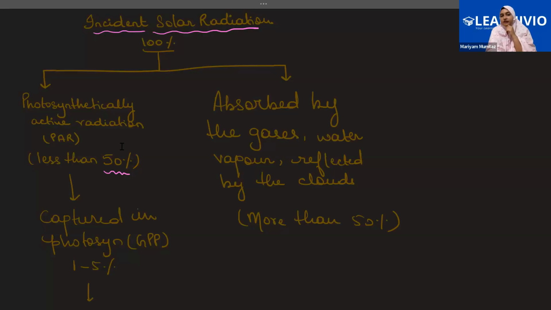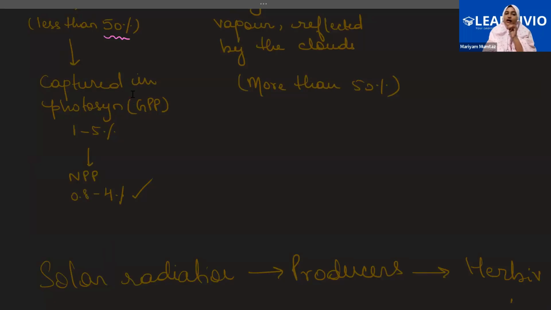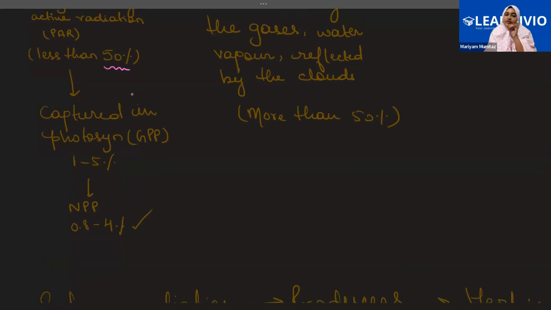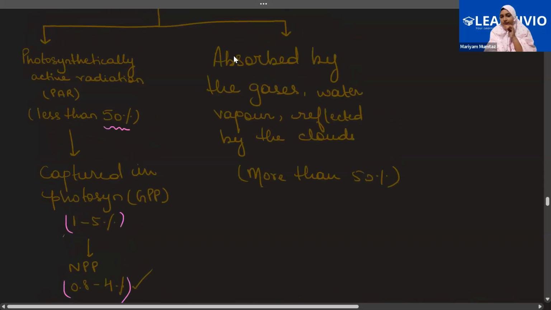So less than 50% of the total energy that comes to the earth becomes the active energy for photosynthesis, which we call photosynthetically active radiation, PAR. Now, this gets captured in photosynthesis, like for the gross primary productivity. So, out of this 50%, only 1 to 5% is used for that, and net primary productivity is 0.8 to 4%. So, imagine how small an amount of energy is used.